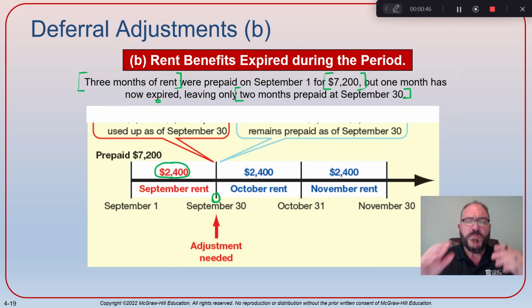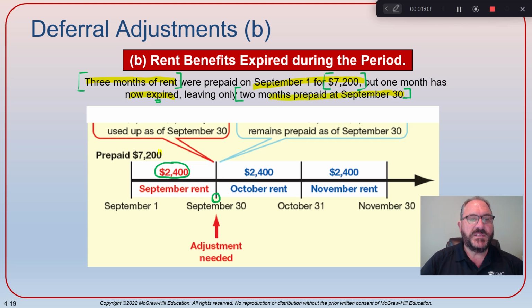Okay, here's another one. Rent benefits expired during the period. So 3 months rent were prepaid on September 1st for $7,200. But 1 month has now expired. It leaves 2 months left. Okay, so here we go.